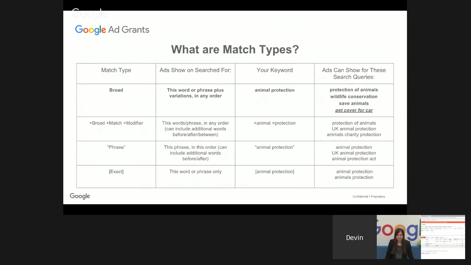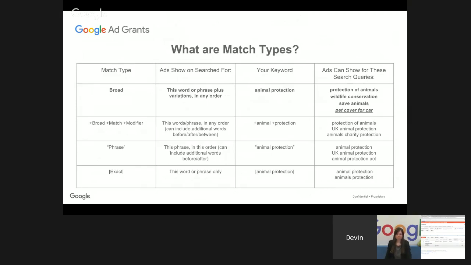So for instance, if your keyword is animal protection, then your ads could show when someone types in a variation of that search, such as wildlife conservation or save animals. Broad match can be great because it casts the net wide and allows your ads to show for related searches you might not have thought of to add as keywords. It can, after all, be really hard to predict what people are going to type into Google.